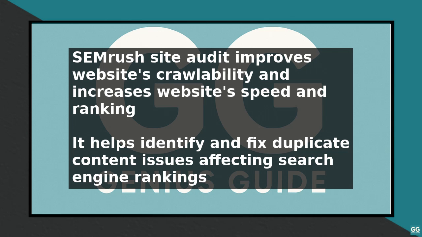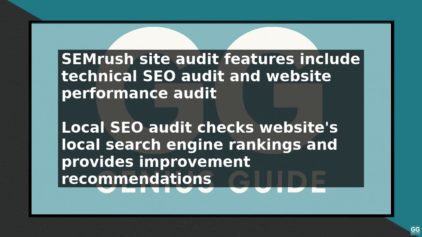To get started with Semrush Site Audit, simply enter your website's URL, select the audit type, and wait for the tool to crawl your website and generate a report. The report will provide you with a list of technical issues, prioritized by severity, along with recommendations on how to fix them.